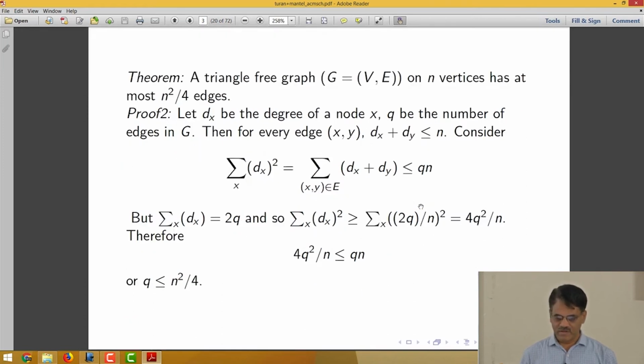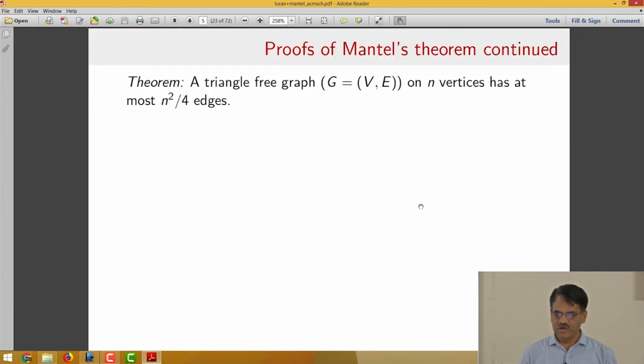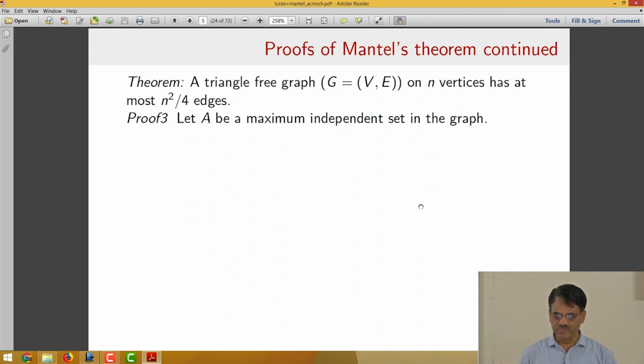Here is another proof which actually gives you something little more than what we want. Let A be a maximum independent set in the graph. Okay, it's not an algorithm question, I don't need to find it. Let's assume that, look at the maximum independent set.